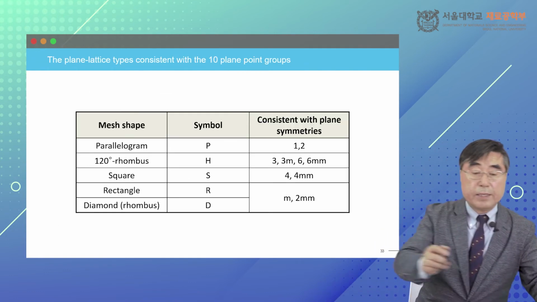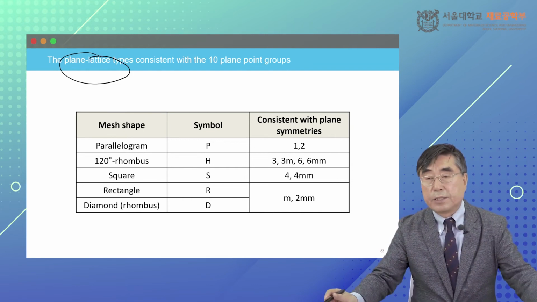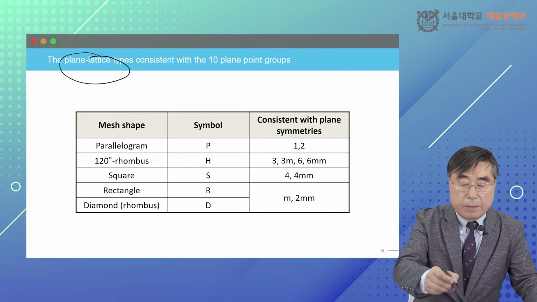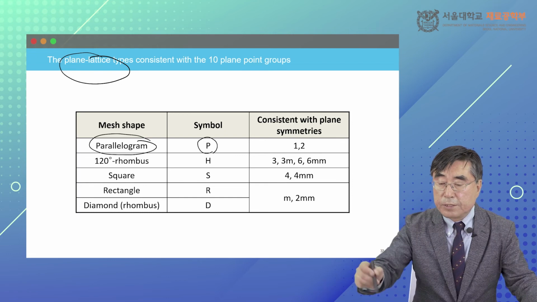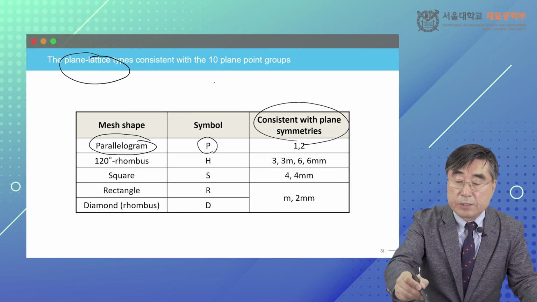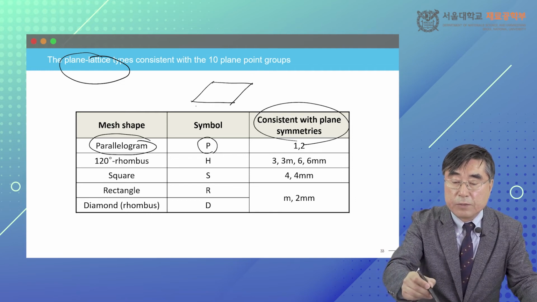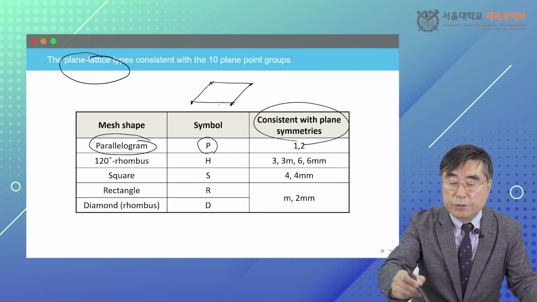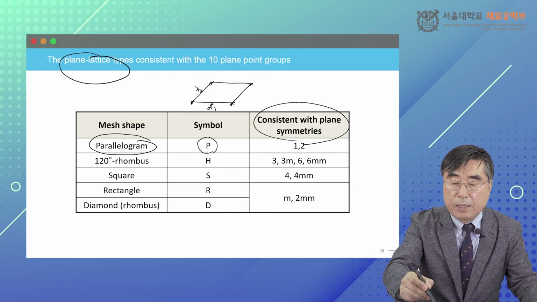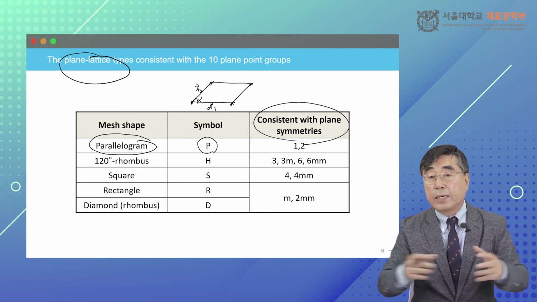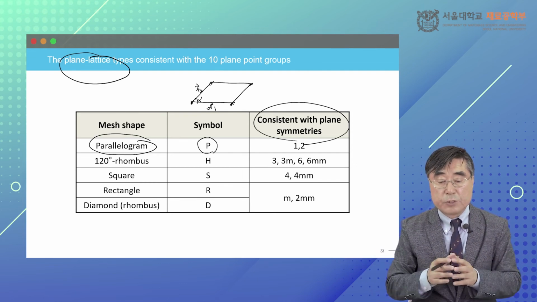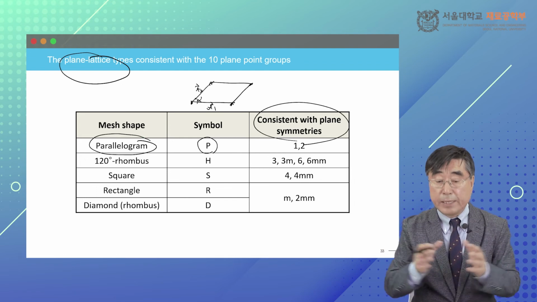So the plane net that we discussed has parallelogram, which we put as P, that's consistent with the plane symmetry of one-fold and two-fold. Parallelogram is just anything like this with one-fold symmetry and two-fold symmetry. T1 vector, T2 vector can have any arbitrary numbers, and angle alpha can have any arbitrary numbers. That's what we call parallelogram in the plane net.